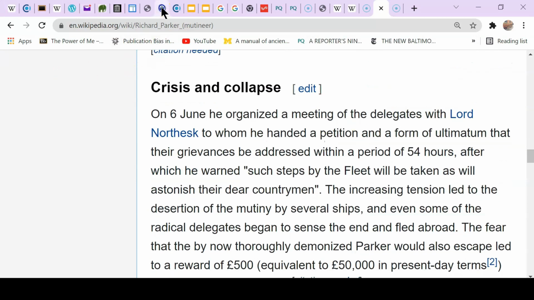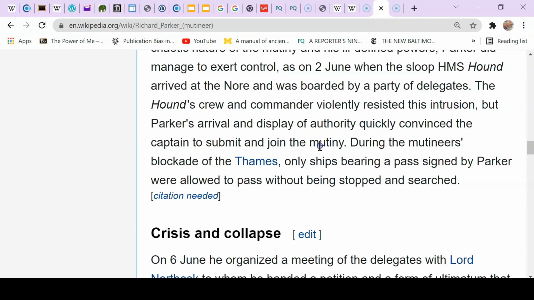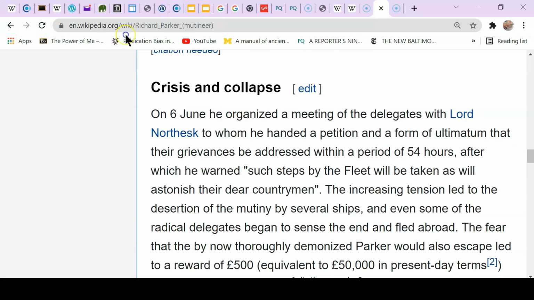And so on the 6th of June, again 2 6s, and this mutiny led by the brave president, Richard Parker, they put on a blockade of the Thames where only ships bearing a pass signed by Parker were allowed through without being stopped and searched. And so this lasts for 4 days when on June 6th, he organizes a meeting of the delegates with Lord Northesk, to whom he handed a petition and a form of ultimatum that their grievances be addressed within a period of 54 hours, after which he warned, such steps by the fleet will be taken as will astonish their dear countrymen. But this appears to be a step too far.